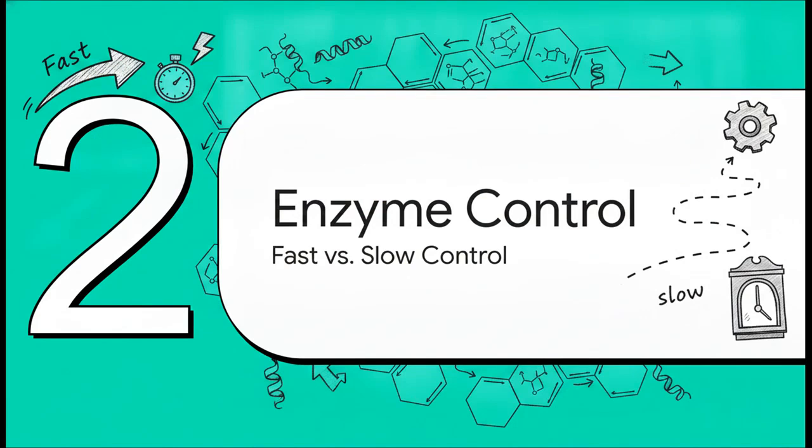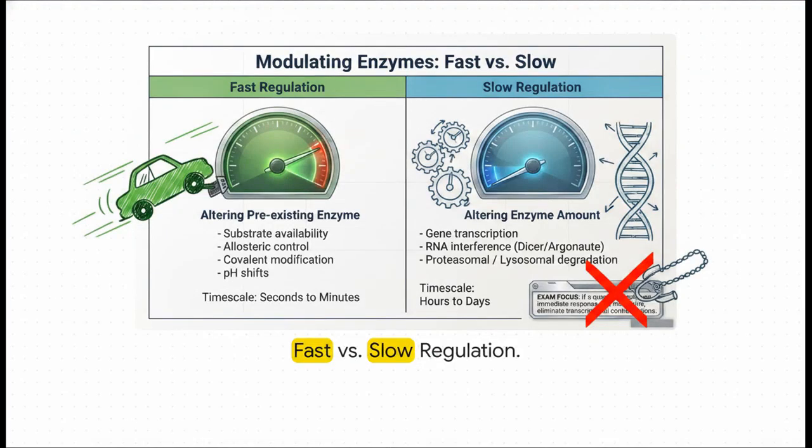Section 2. Mechanisms of enzyme control. Now that we understand the why, let's zoom in on the how and look at the fast and slow mechanisms controlling our individual enzymes. Think of fast regulation like slamming the brakes or hitting the gas on a car that's already cruising on the highway. You're altering pre-existing enzymes in a matter of seconds to minutes. Slow regulation, though, that's like stopping to build a completely new car. It changes the actual amount of enzyme over hours or days through gene transcription.